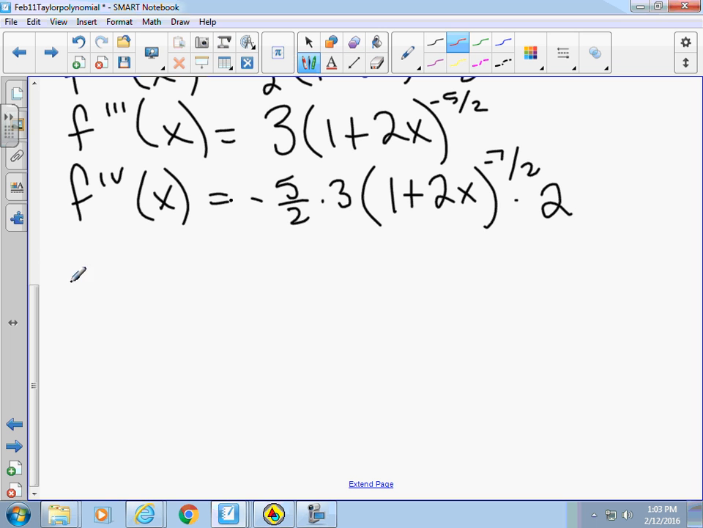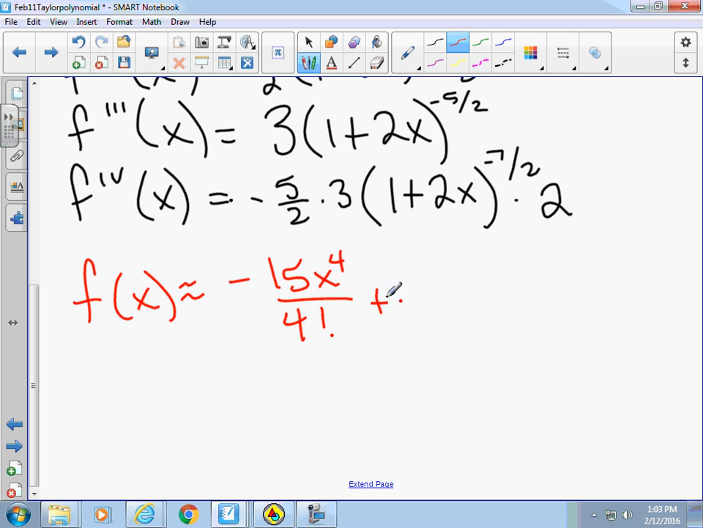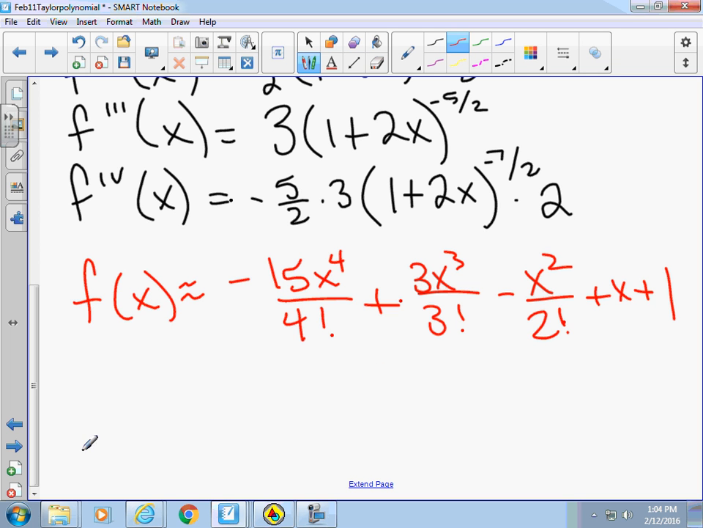So, what would the fourth degree polynomial be that approximates f of x? Minus x squared over 2 plus x plus 1. Is that what everyone got? Okay.